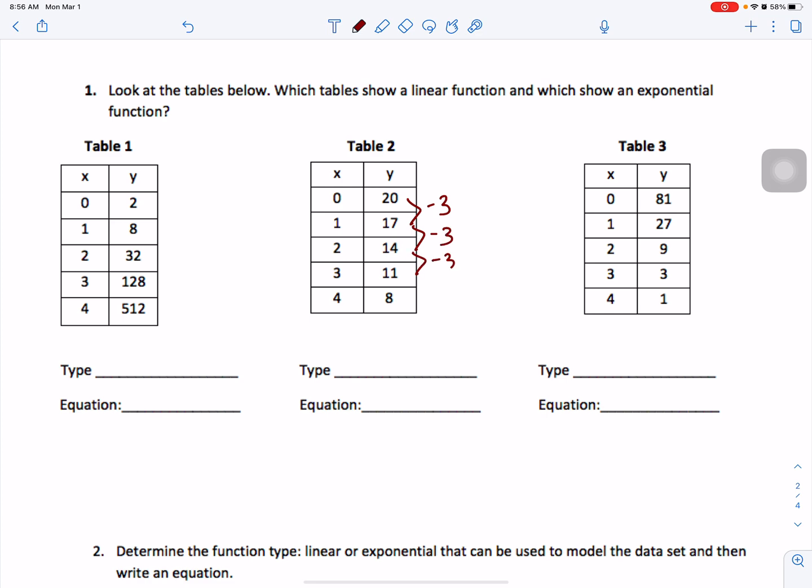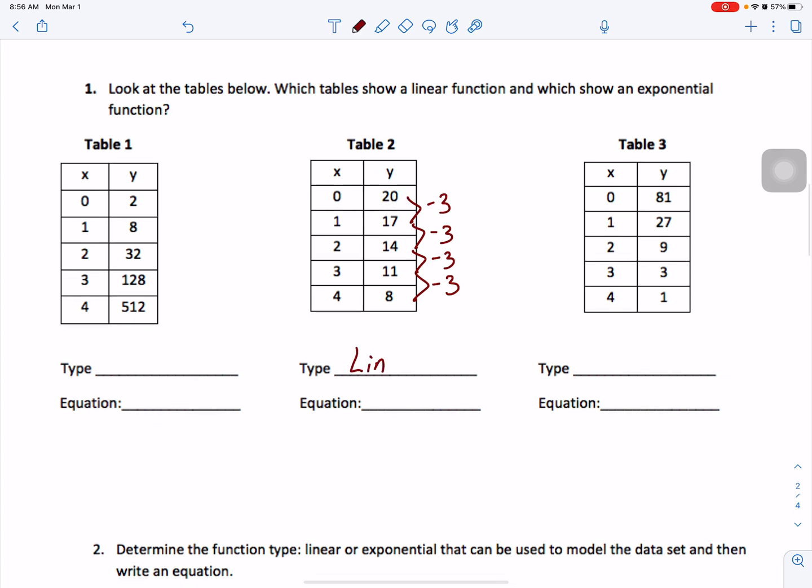Remember that whatever it is that we're doing on the side for a linear equation, that's my slope. And my y-intercept happens when x is 0. So I know it's linear. So y equals mx plus b. So y equals negative 3x plus 20.